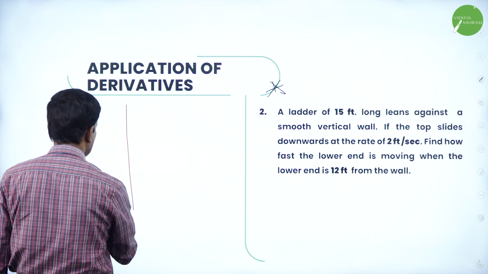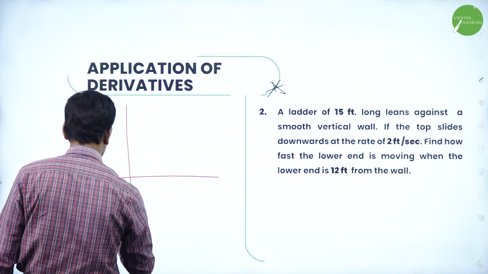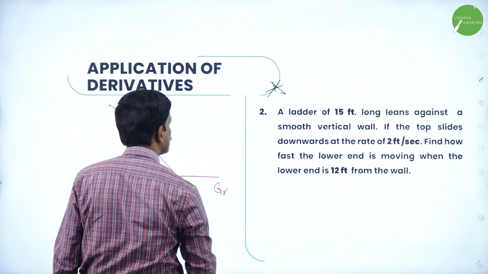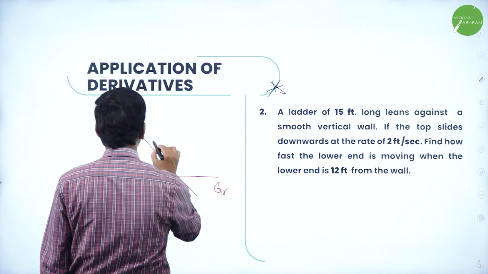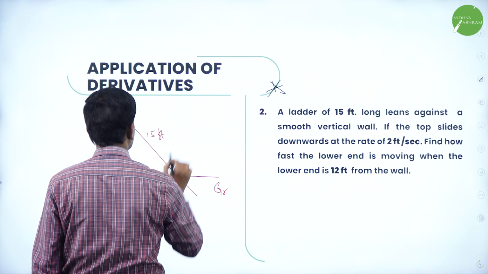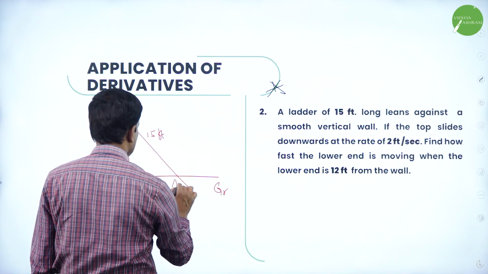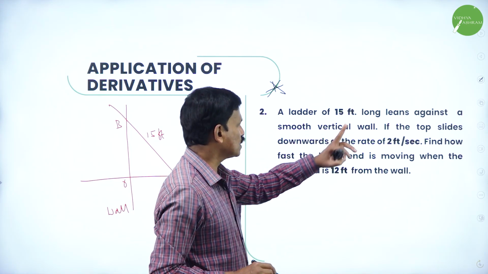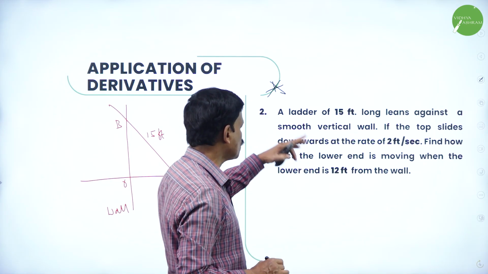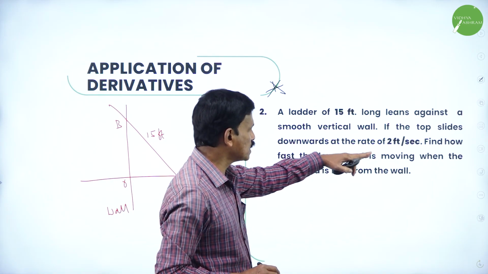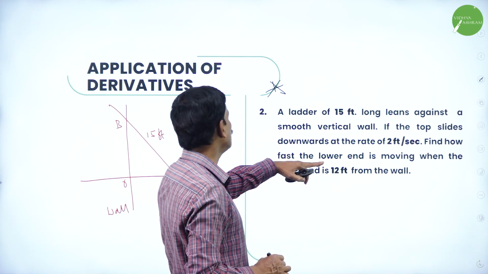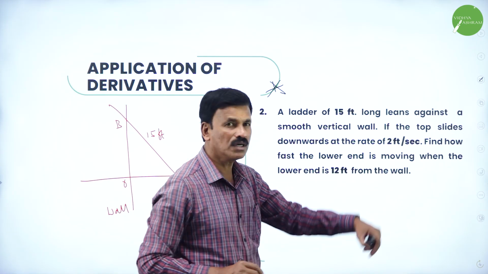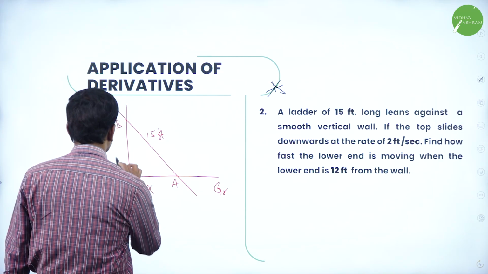So this is the wall and this is the ground. This is a ladder. What is the length of the ladder? A ladder of 15 feet. This is 15 feet. Now let us call the points O, A and B. The ladder leans against a smooth vertical wall. If the top slides downwards at the rate of 2 feet per second, find how fast the lower end is moving when the lower end is 12 feet from the wall. So this is x and this is y.